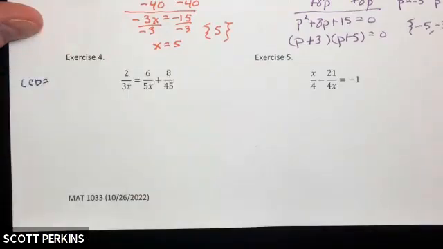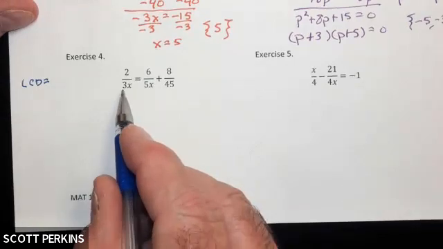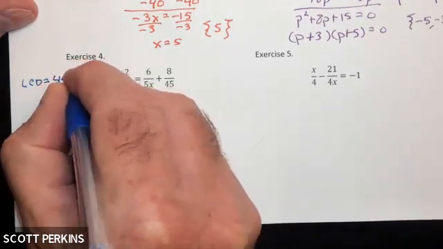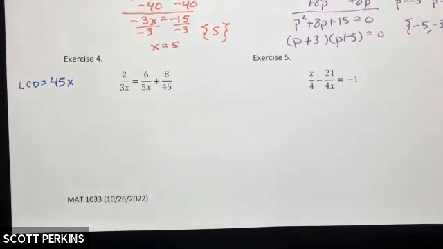What common denominator did you come up with for this problem? Okay, yes. The common multiple of 3, 5 and 45 is 45, and then we need the x. Okay, so continue working the problem with that common denominator.